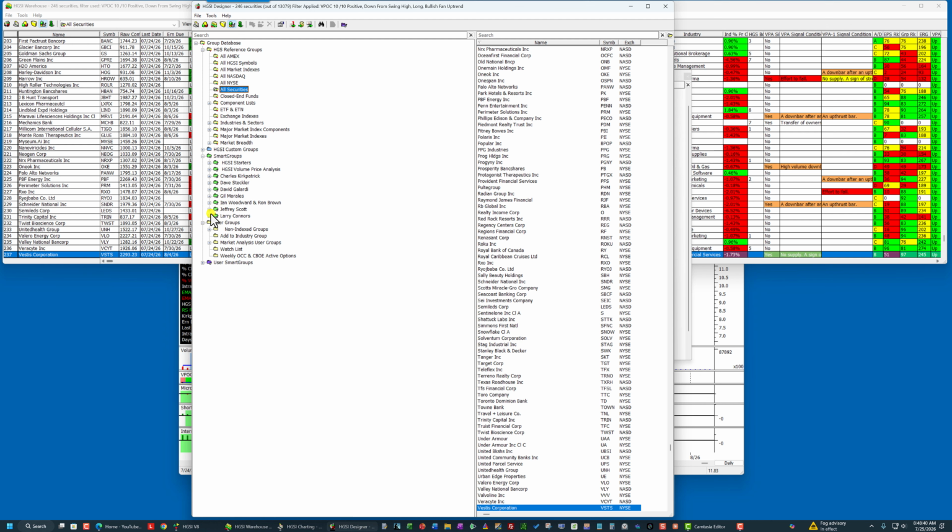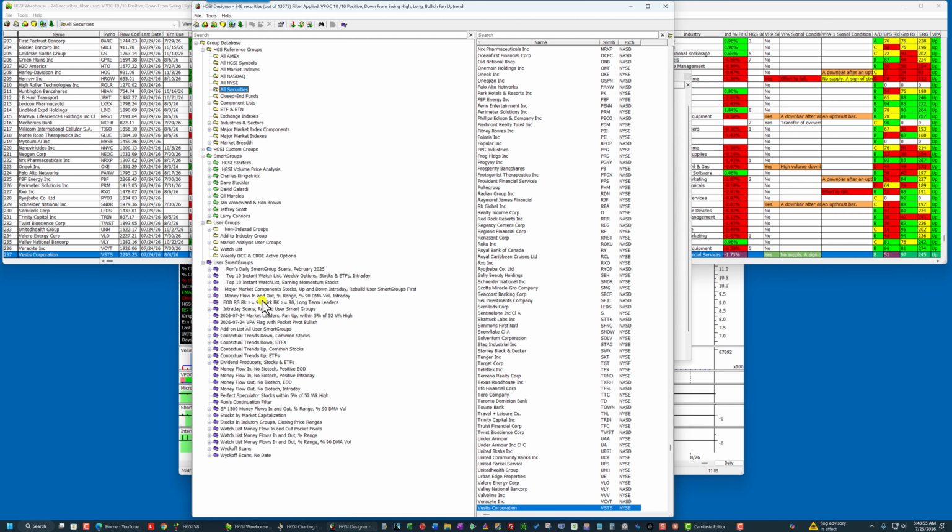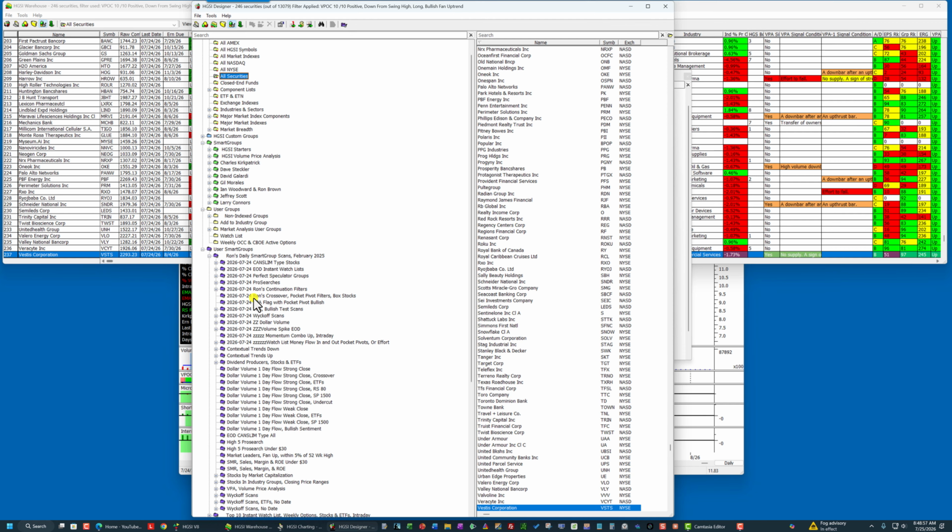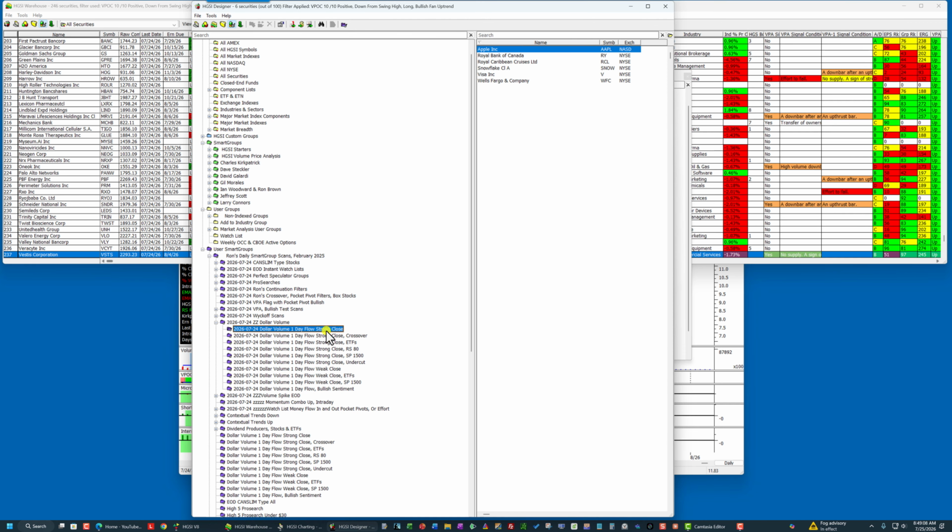If you follow Gil Morales or Jeffrey or Larry Connors, Steckler, Gallardi, any of them, this can be applied to any of these scans. But I'm going to go down into my user smart groups, the daily smart groups, and go down to dollar volume. So this locates the top 100 stocks with dollar volume that had a strong close. But there are all variations here.